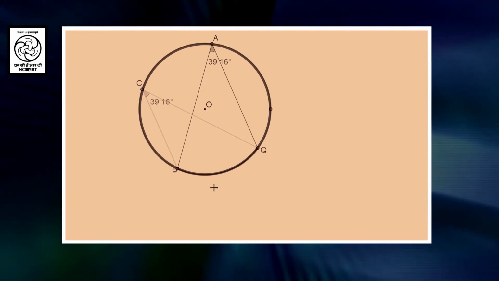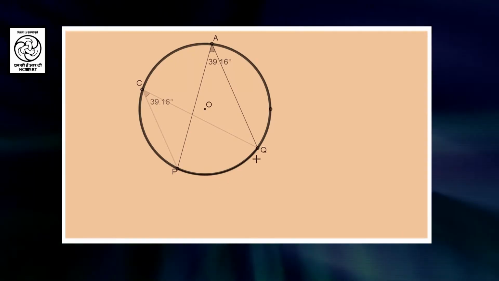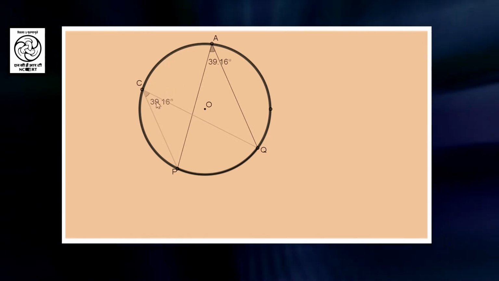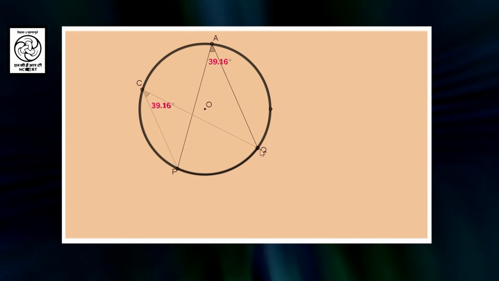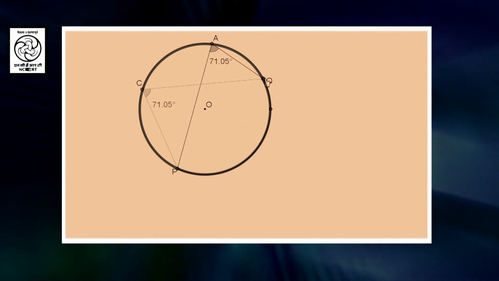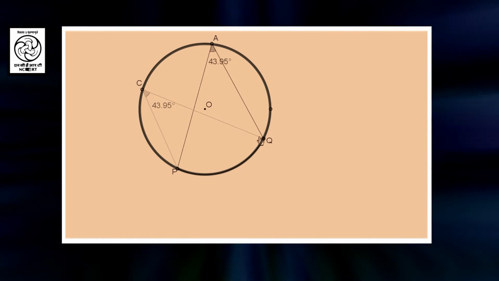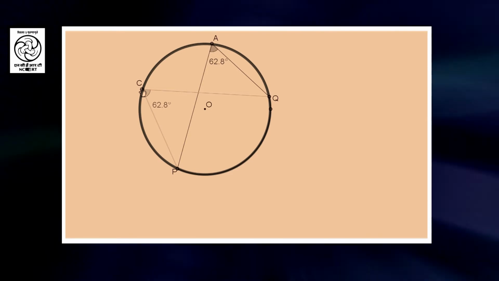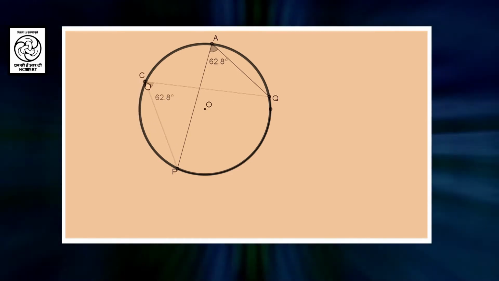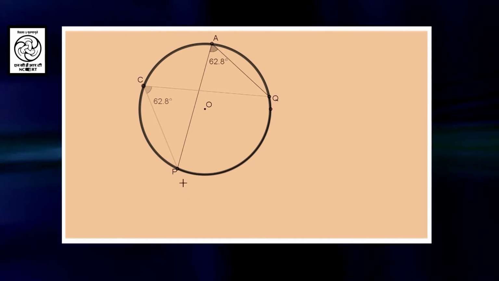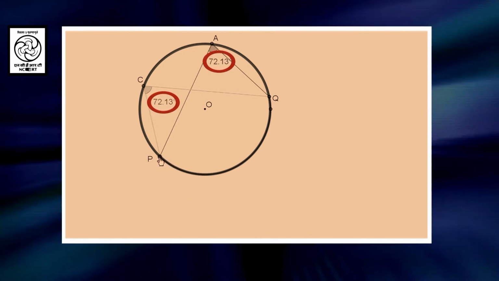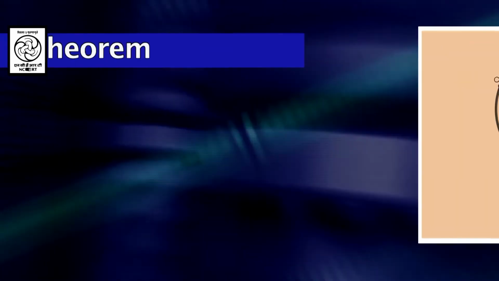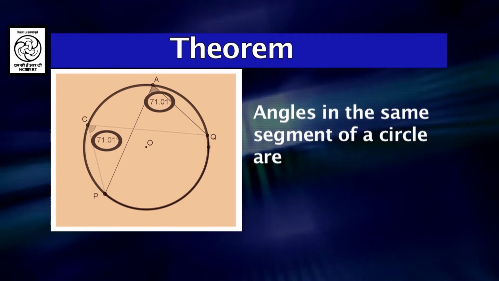Let us see what is the relation between these two. PQ is a minor arc and C and A are on the major arc side, and you can see that both the angles are equal. Let us change. Even if I change the position of Q, you can see that the angles always remain the same. Let us change the position of C. This angle remains the same. Even if we move P, there is no change in the relationship. So, we can conclude that angles in the same segment are equal.